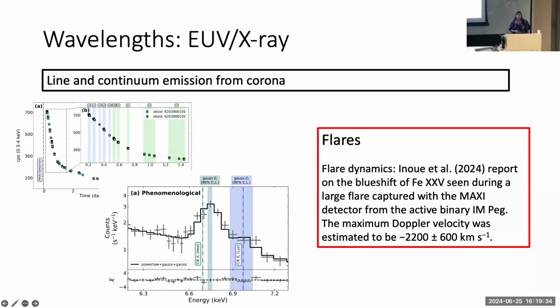Okay, we do have the possibility to look for dynamics at X-ray wavelengths. This is a recent paper by Inoue et al. looking at a blue shift of iron XXV seen during a large flare captured with the MAXI detector on the active binary IM Peg. And the key figure is this one over here, where the maximum Doppler velocity was estimated to be about 2,200 kilometers per second by looking at the offset from where you expect the line to be and where it is.